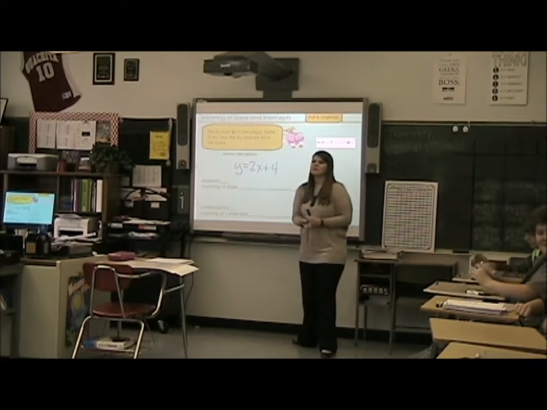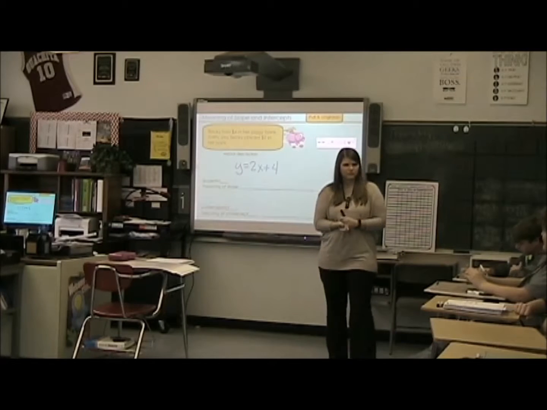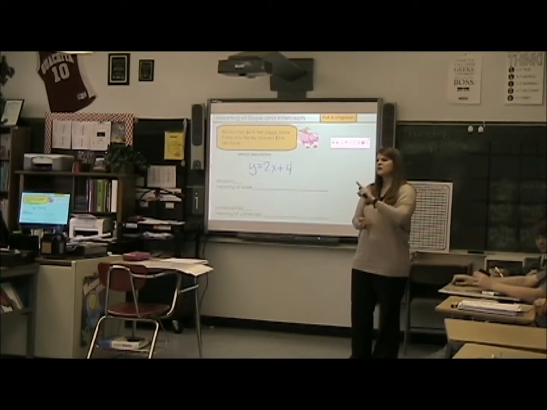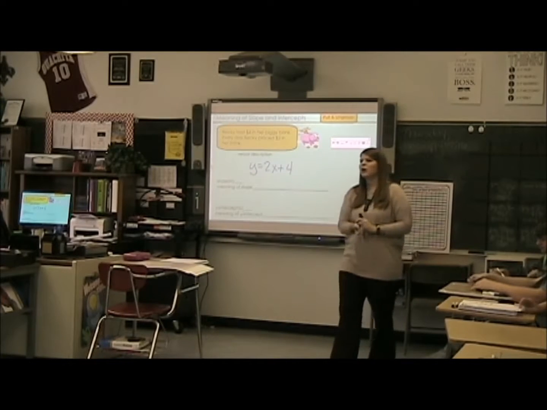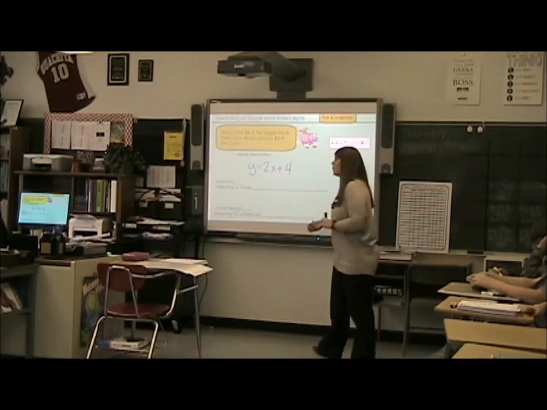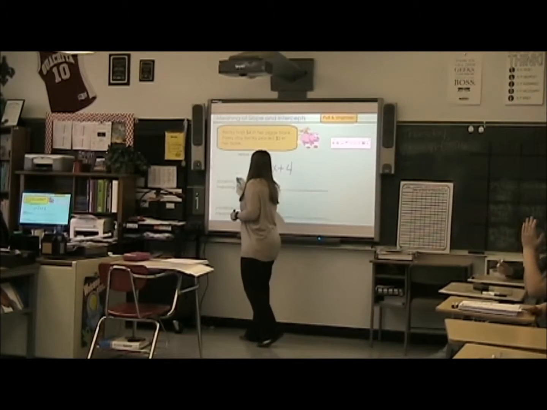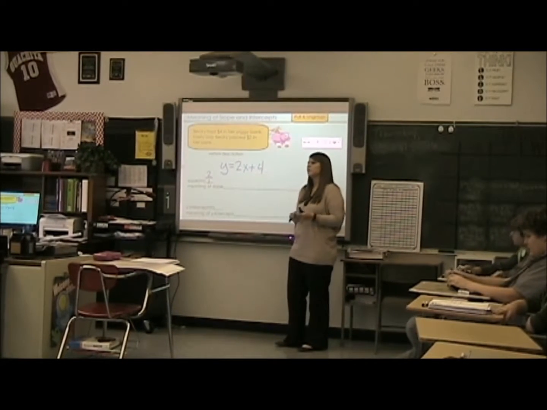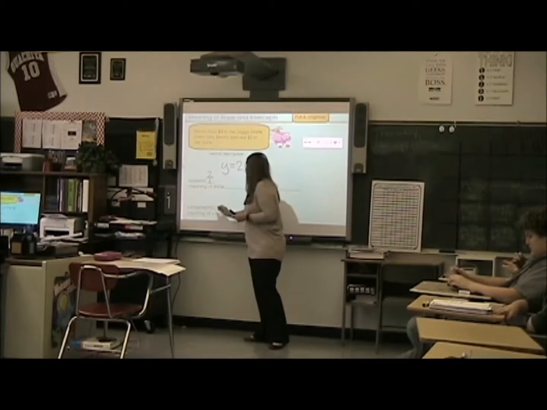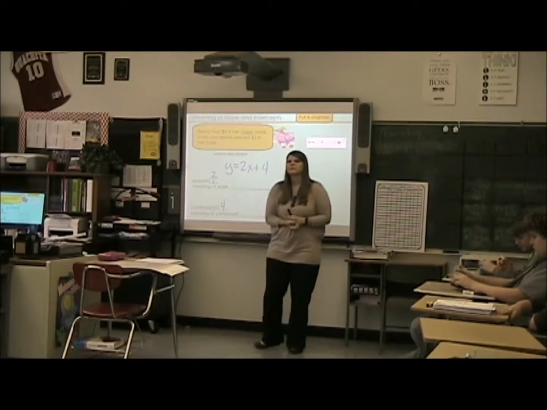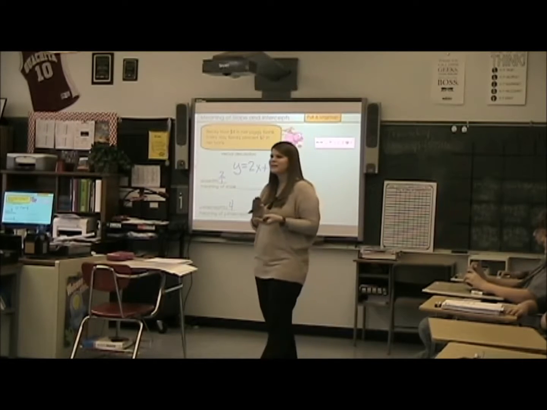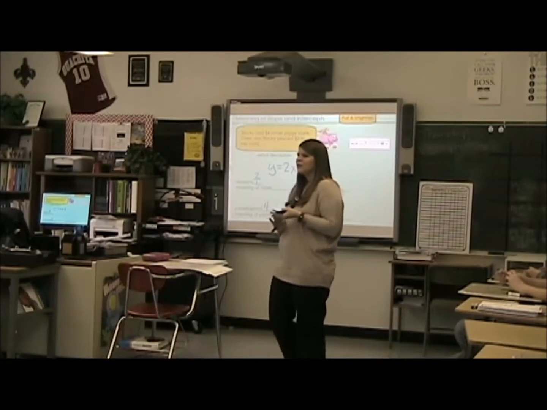So which one is the slope here? 2x, or as Will said, 2 over 1? 2 over 1. Good. What is the y-intercept? 4. Good. Aaliyah? Positive 4.